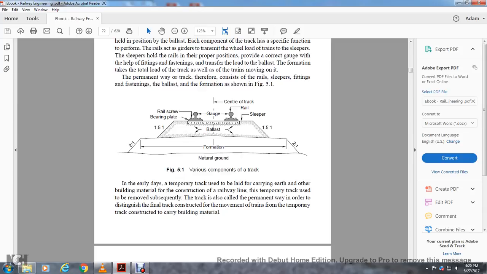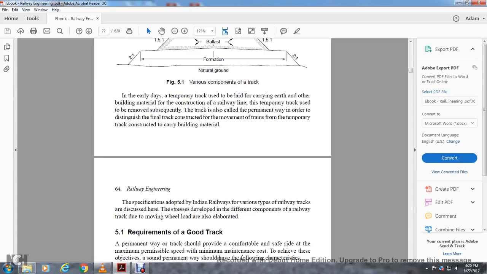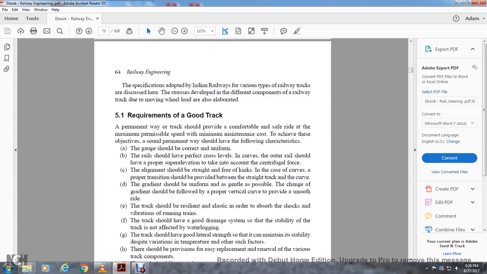In early days, a temporary track was laid to carry building materials for construction of the railway line. The temporary track was removed subsequently. The final track is called the permanent way in order to distinguish it from the temporary track constructed to carry building material. The specifications adopted by the Indian Railways, the various types of railway tracks, and the stresses developed in the different components of the railway track due to the moving wheel load are discussed here.